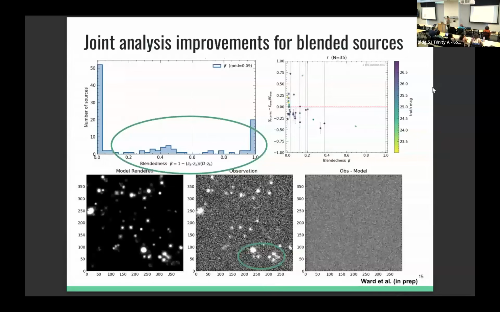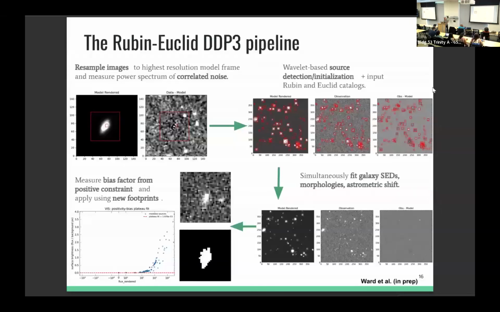And for this work, we're really focusing on the blends. Where we have lots of galaxies overlapping each other, that's where the joint processing analysis of both Euclid and Rubin together is the most powerful. So we're analyzing the performance in these very blended situations to show that we can improve the pipeline outputs when we do this joint analysis compared to just one survey at a time. So this is what the Euclid-Rubin DDP3 pipeline does.